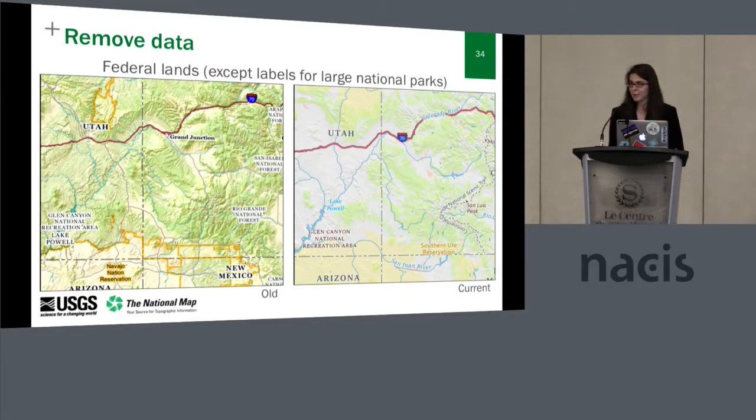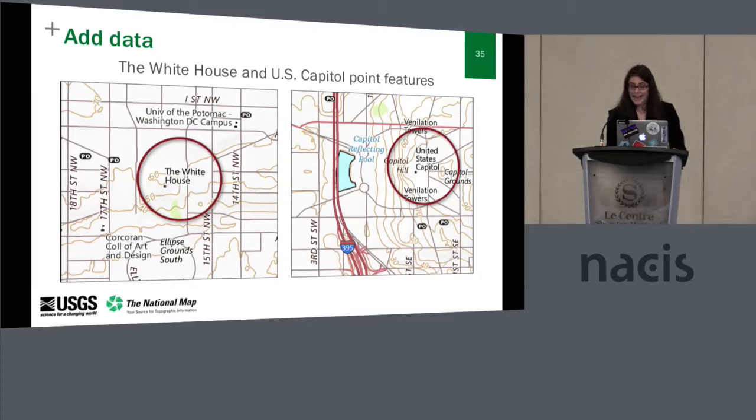And I also took out federal lands and federal land polygons, except for large national park labels. So I added the labels in to sort of give a little context at small scales of where major important land areas were, but all of this other stuff, most of these tiny little national forests, they're gone. You have to turn on an overlay to see where they are. I added some data because I felt that if you're in Washington, D.C., I think you should see that there's a White House and a U.S. Capitol there.